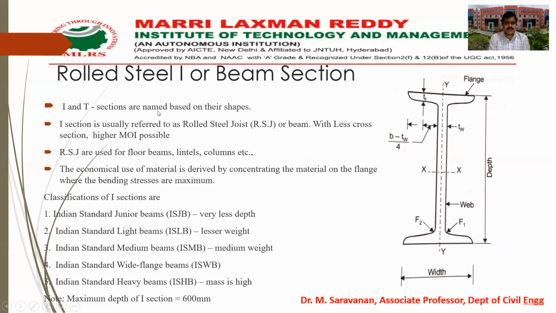So I and T sections are named based on their shapes. The I section is usually referred to as a rolled steel joist or beam, with less cross section and higher moment of inertia possible. So in the case of the I section, with less cross section, we will have a higher moment of inertia. As I already said, when moment of inertia is more, section modulus will also be more.